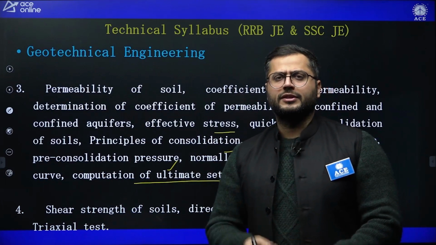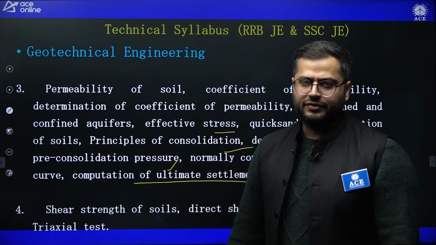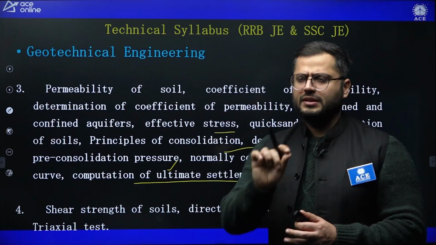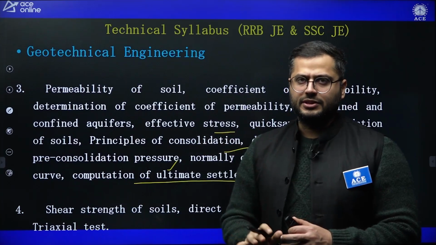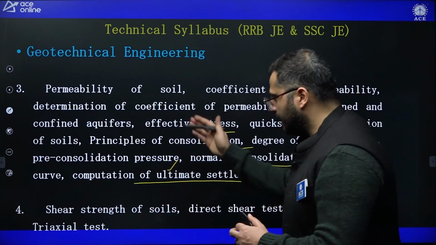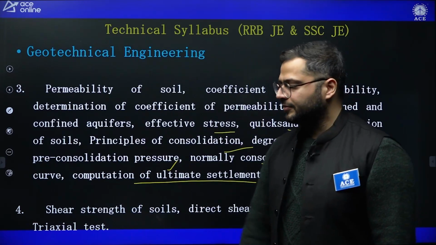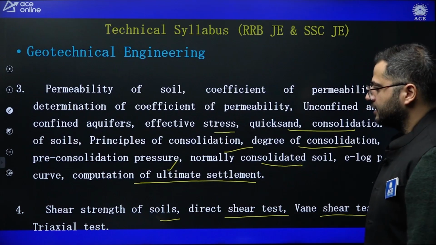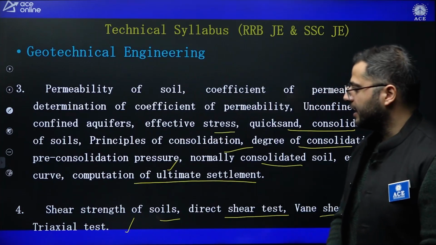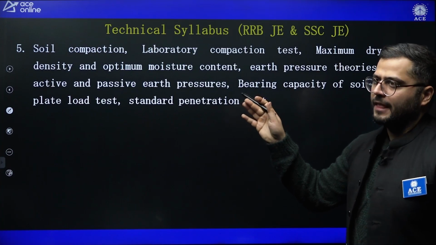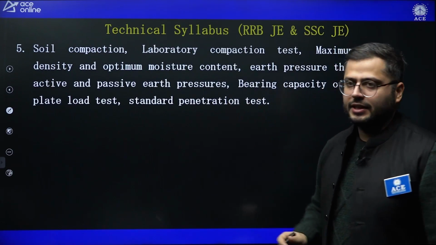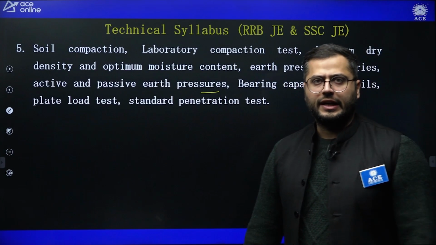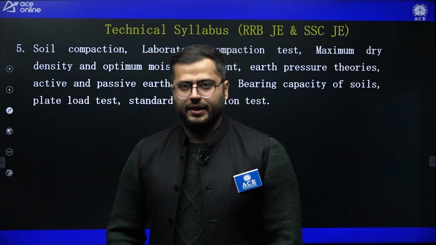Actually, these are the subtopics of all the chapters of geotechnical engineering. In the RRB JE syllabus, it is not mentioned separately, just the name of the chapter is mentioned. But in the SSC JE syllabus, the detail of the syllabus is mentioned. Shear strength of soil, direct shear test, vane shear test, triaxial test, and also soil compaction, bearing capacity of soil, and earth pressure theories. All of the topics of geotechnical engineering are to be covered, right?